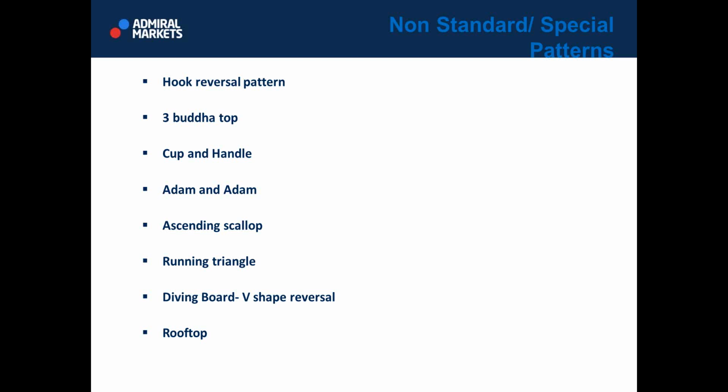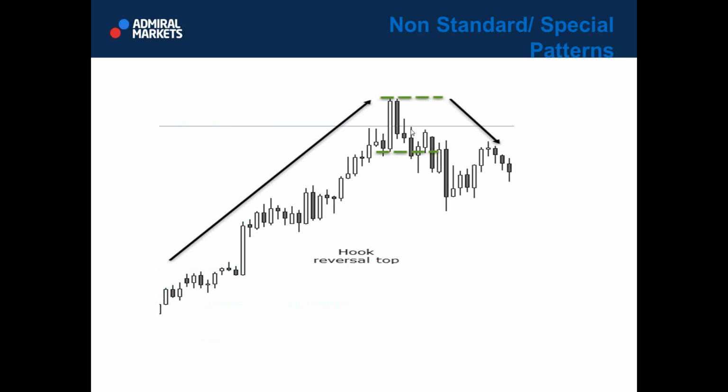So let's see. Hook reversal pattern. Hook reversal top is not a tradable pattern. Why is it not tradable? It's only a signal pattern for you, and that signal pattern is telling you that the price will reverse. So if you see this pattern, you don't trade it, you just know that the price will reverse, and that is why it's called hook reversal top. So you are ready to take short trades.